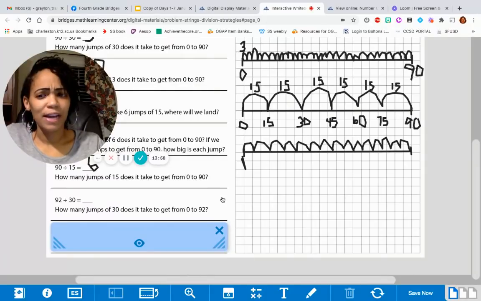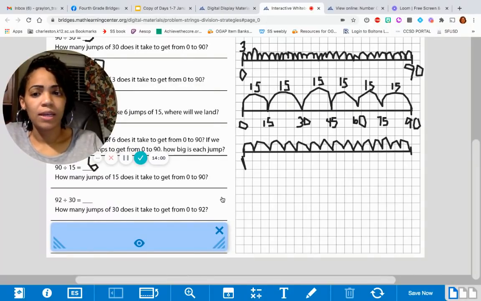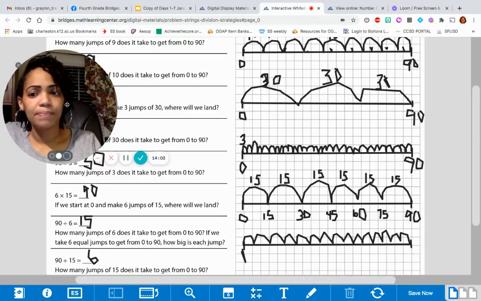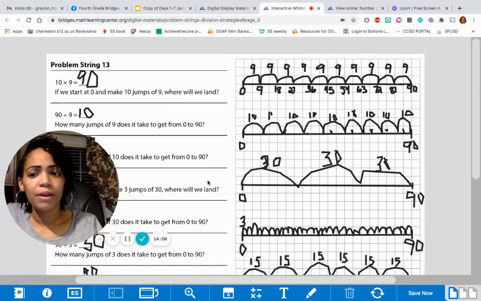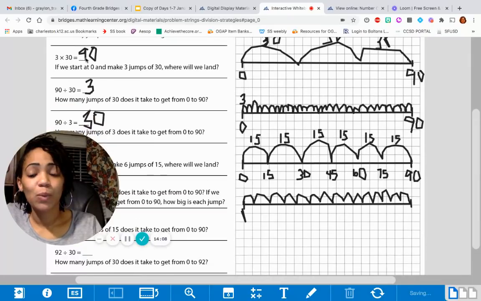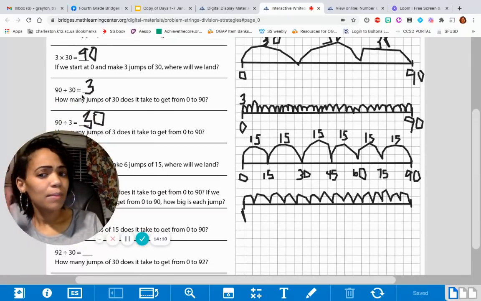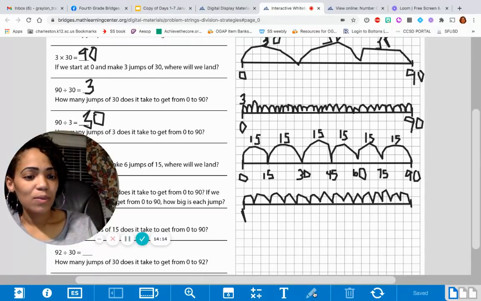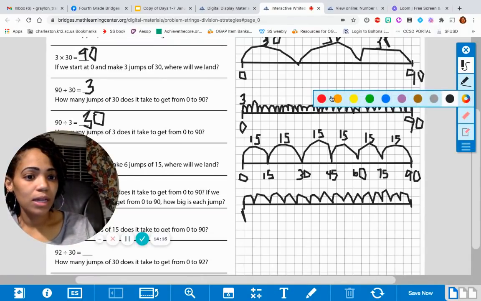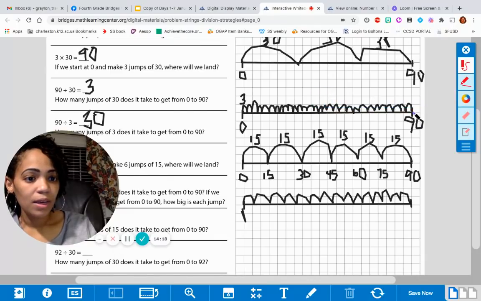92 divided by 30. Okay, I'm going to scroll up. And I believe, did we do 90 divided by 30 earlier? We did. 90 divided by 30 was 3, but now we have 92. So watch what's going to happen. I'm going to change my color to red here. And we'd have to go 1, 2, and that would be my 92.